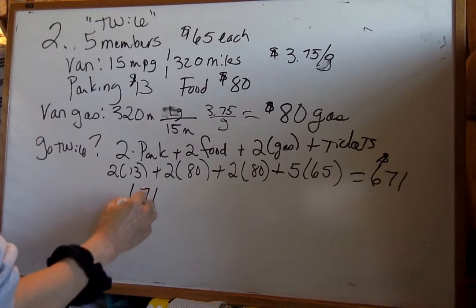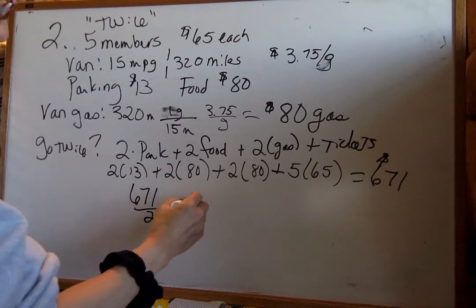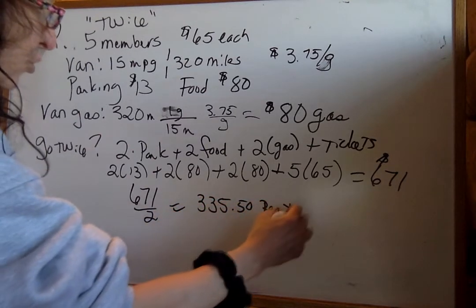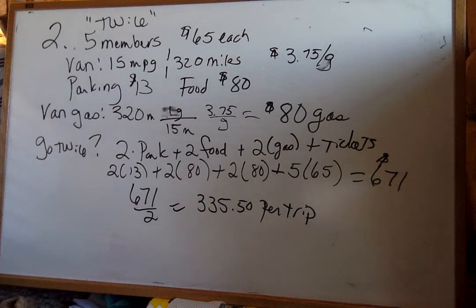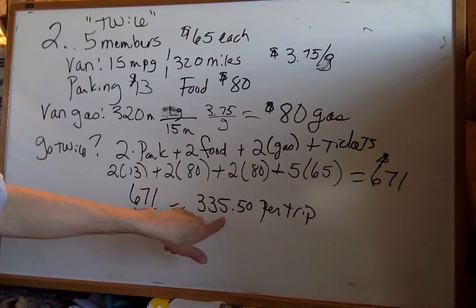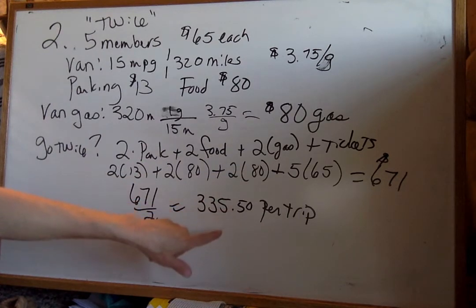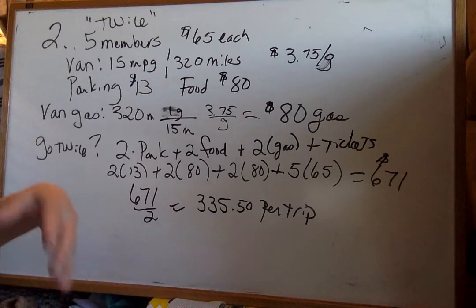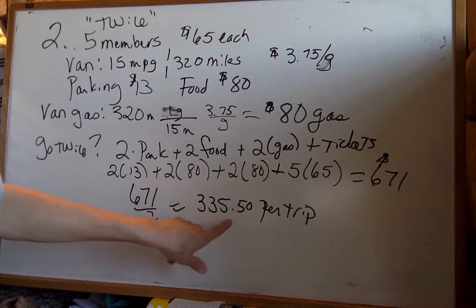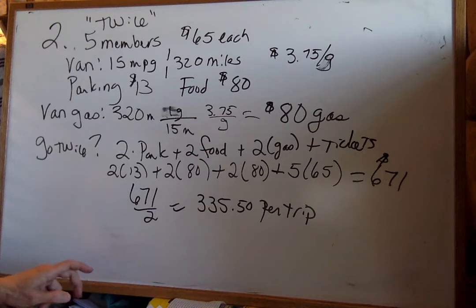So $671 divided by 2 is $335.50 per trip. You could divide that by 5 to get it per person. That's actually more expensive than the original tickets. So you can imagine if we went 3 times, which is usually when you start to save money on the tickets, it's not going to be exactly 3 times that, but it starts to become, I'm pretty sure we could have gone to the beach for a week, right?